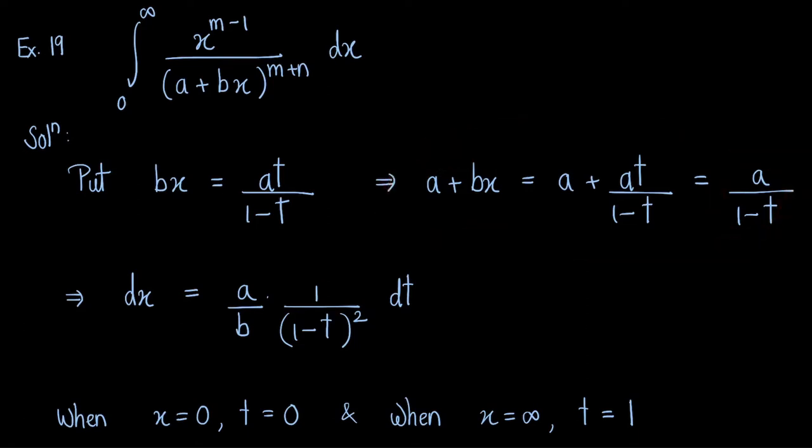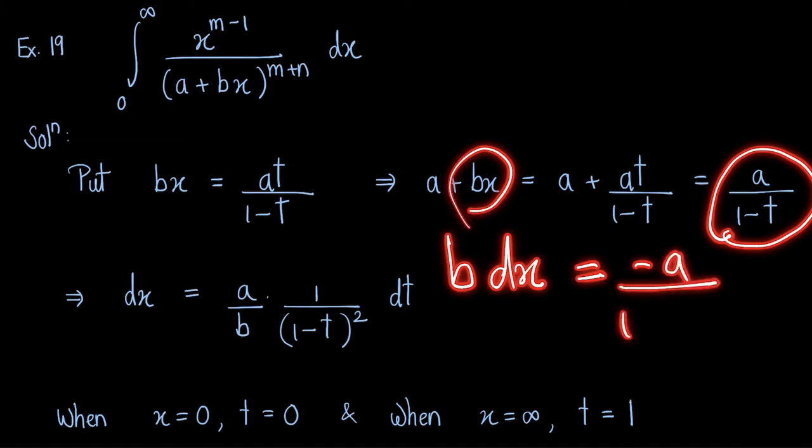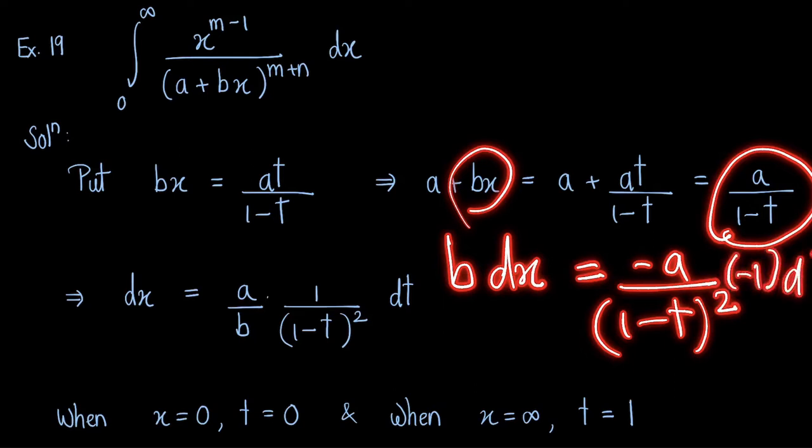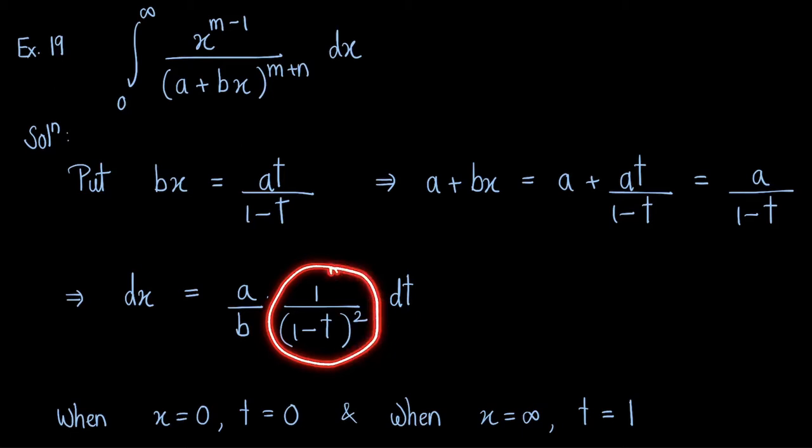Now on differentiating this, we get derivative of a will be 0, derivative of bx, that is b dx, is equal to differentiation of this. So differentiation of this will be minus a upon 1 minus t whole square into derivative of 1 minus t, that is minus 1 dt. Therefore, we get dx equal to a by b into 1 upon 1 minus t whole square dt.